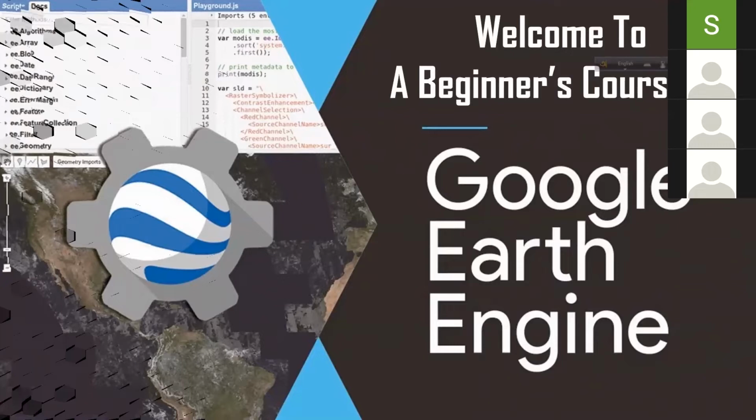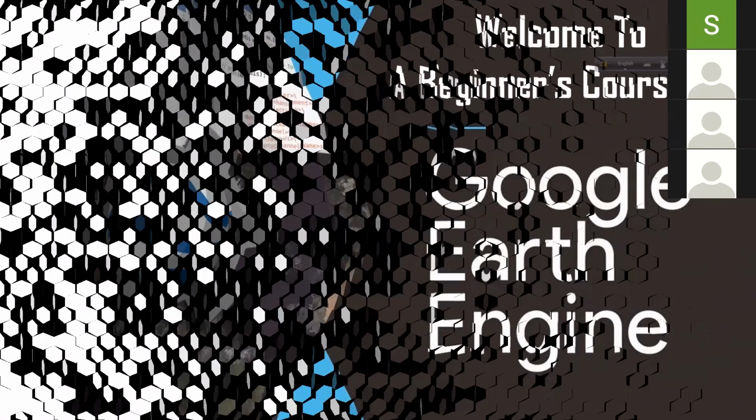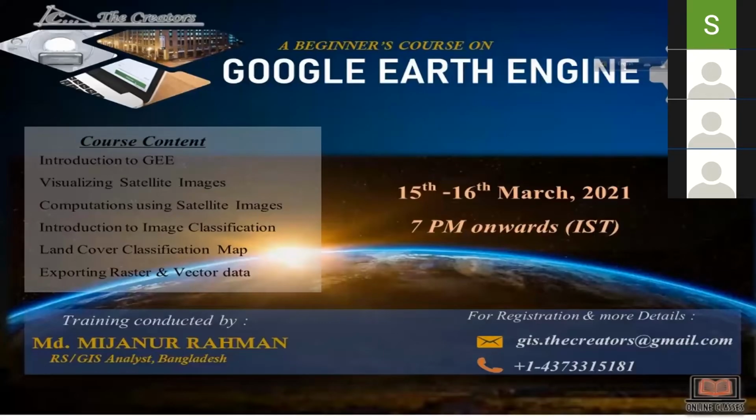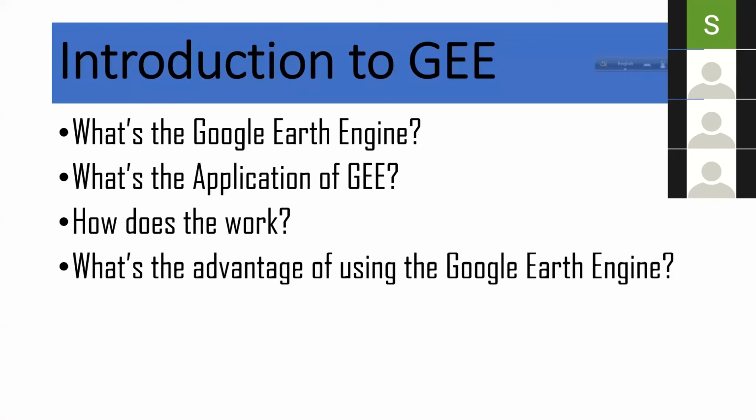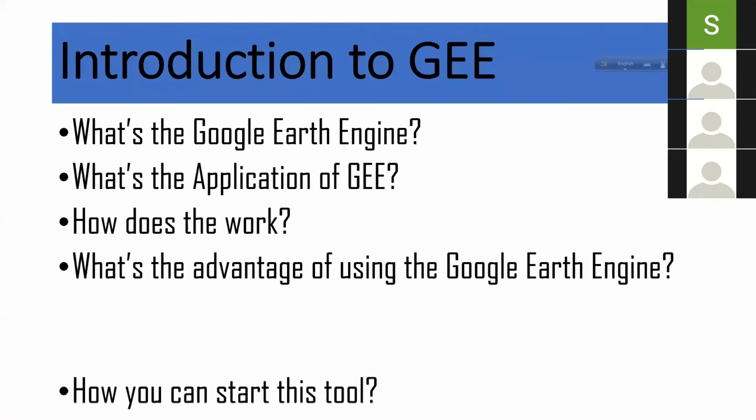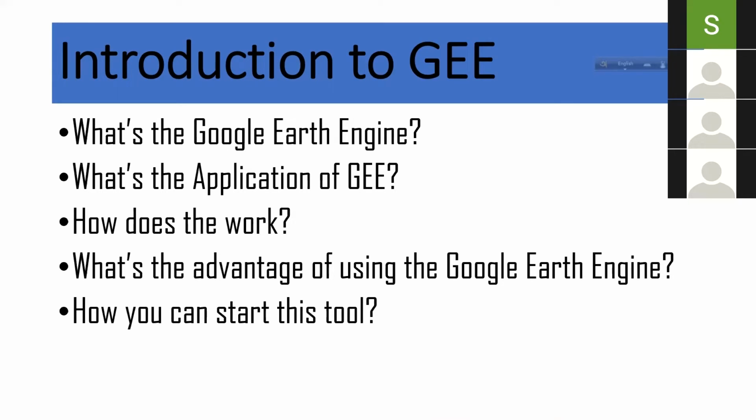So this course is mainly a 2 days course. Our course content will be detection using satellite images, introduction to image classification, land cover classification map, exporting raster and vector data. This is our course content, and I will cover this course content in 2 days. I will try to discuss what Google Earth Engine is, how Google Earth Engine works, what the advantage of using Google Earth Engine is, and lastly, how you can start this tool.